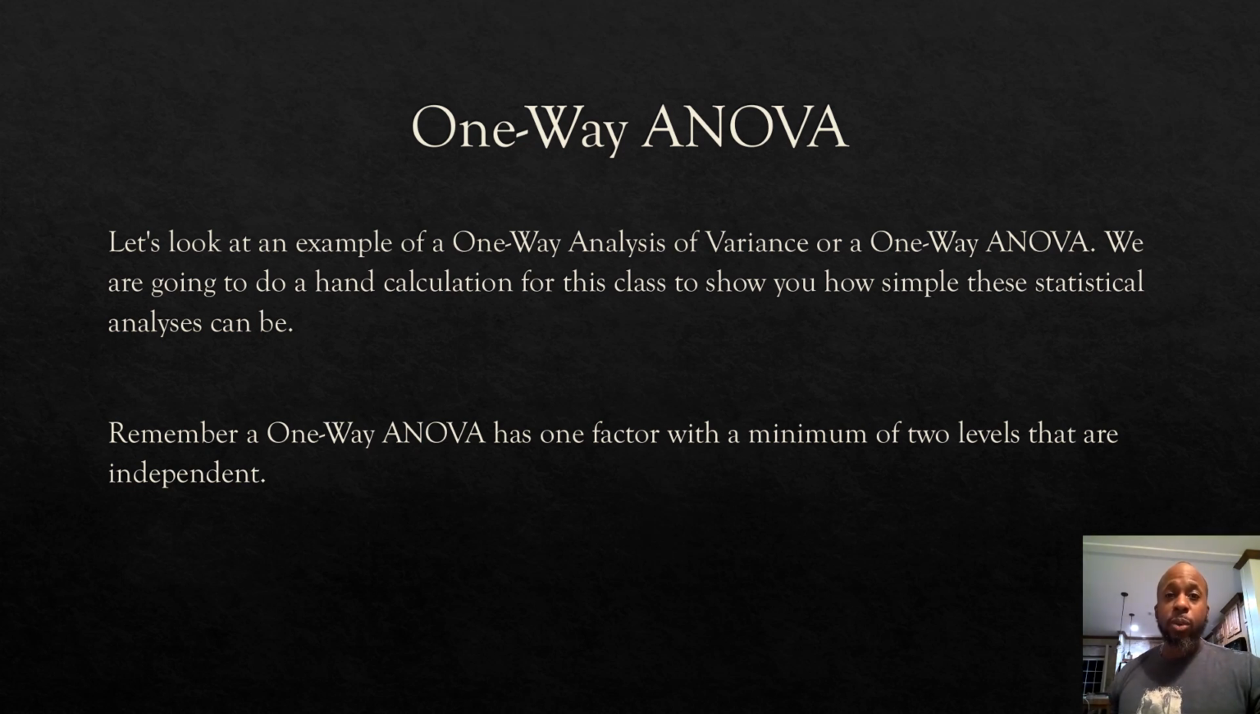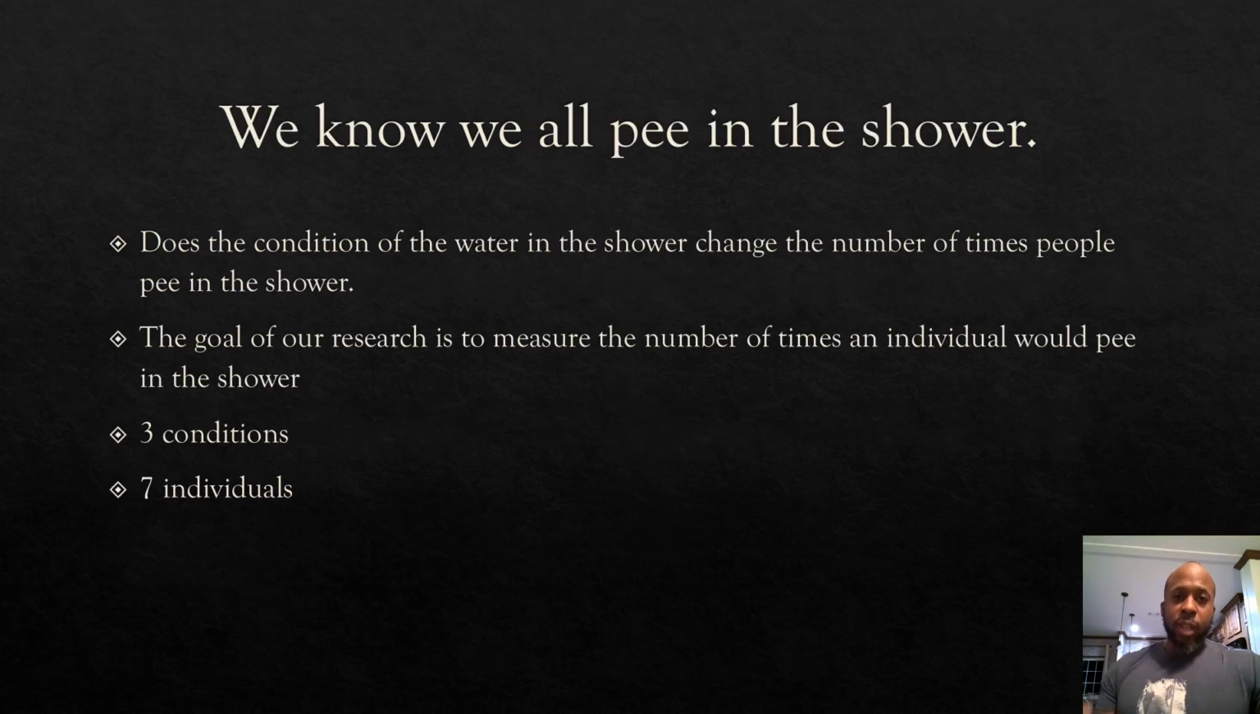We're actually going to be doing a hand calculation to show the simplicity of the one-way ANOVA. So the data is in, it's clear, we all pee in the shower, okay? The question is, does the condition of the shower determine how much we pee? And that's what we're going to look at in our study today. We have 7 individuals in each group, and we're going to look at 3 groups with different conditions.